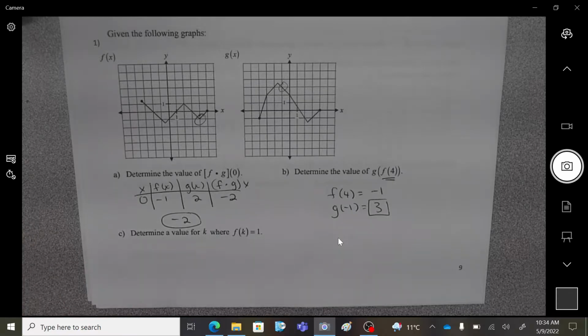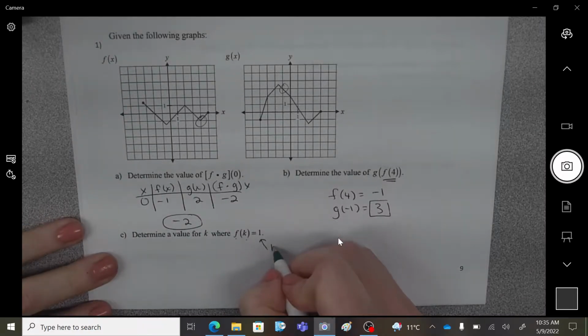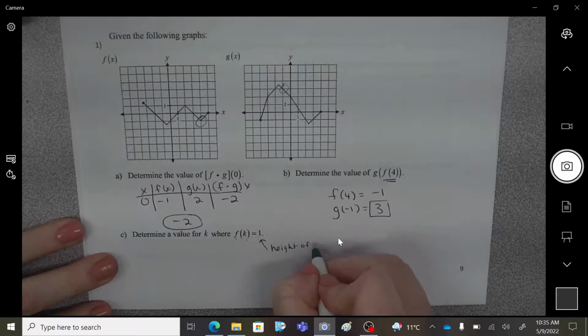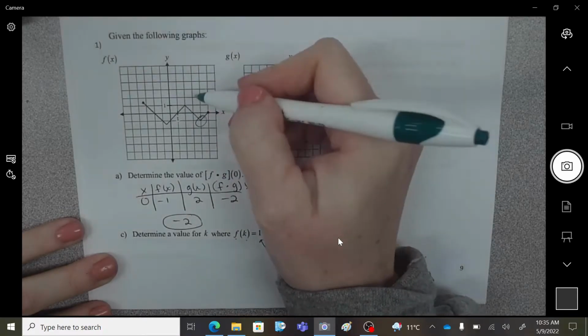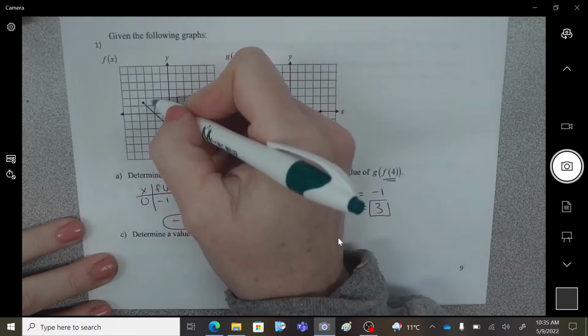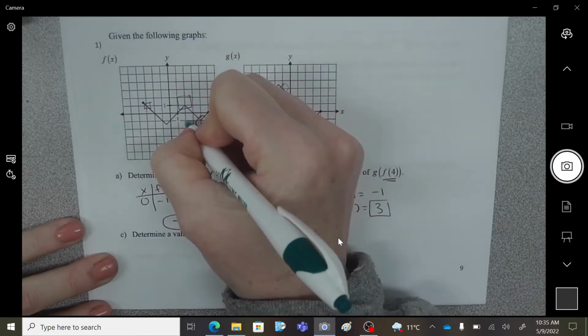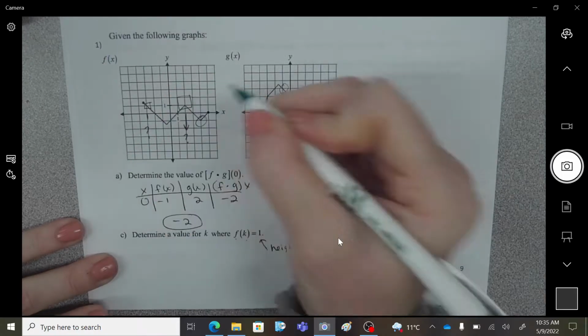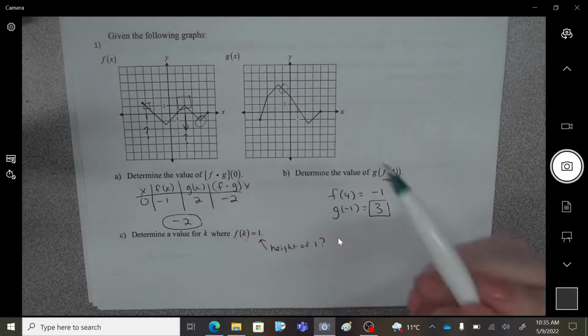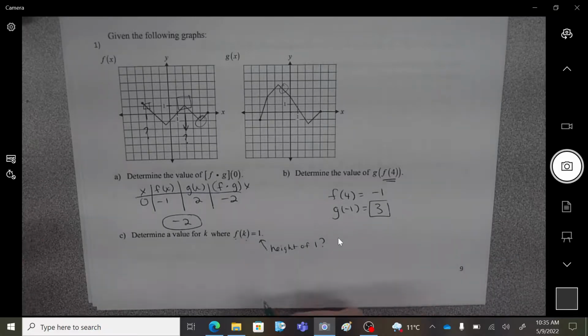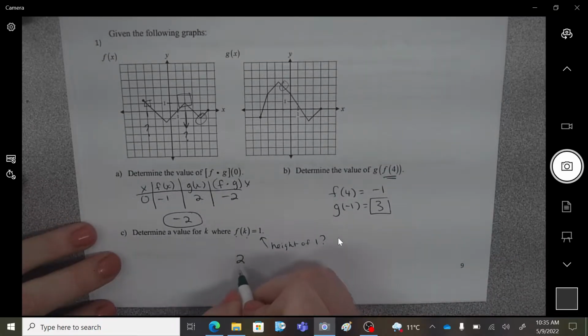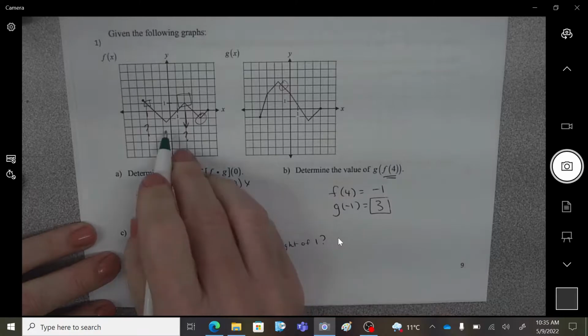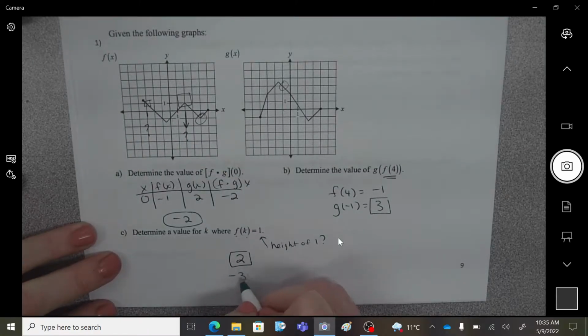Determine a value for k where f of k equals 1. Now I'm looking for a height of 1. I could be here or here. So where am I? You could say 2 would have been an answer, or you could say -3.